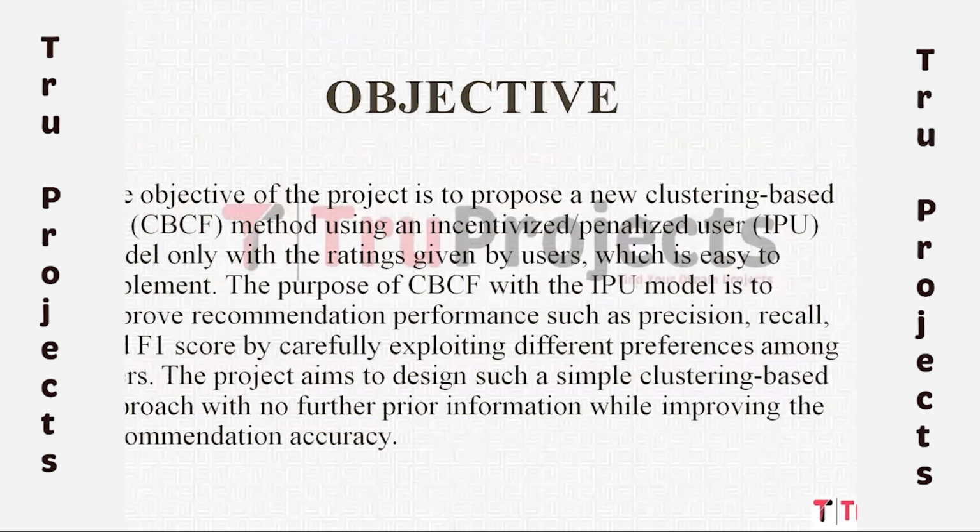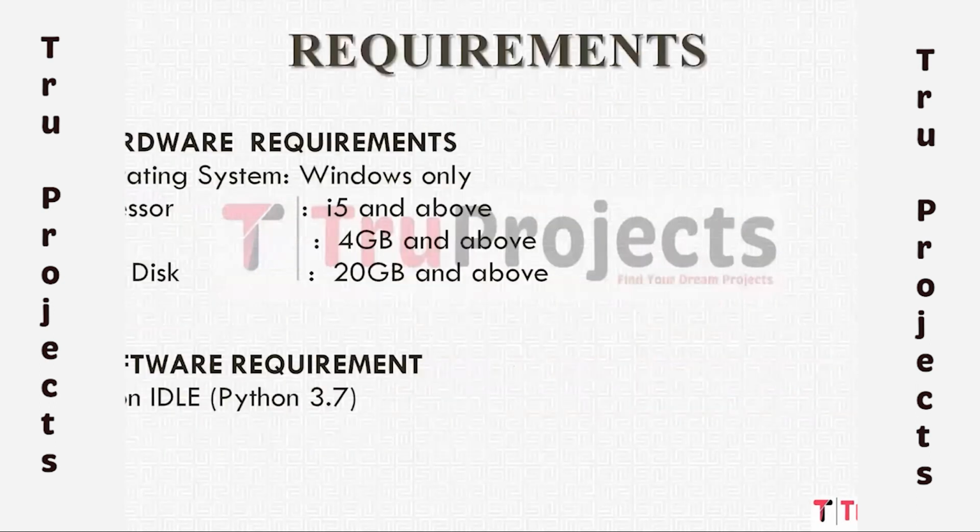Objective. The project's objective is to provide an innovative, quickly implementable clustering-based CBCF method that simply uses user ratings and an incentivized or penalized user (IPU) model. By carefully utilizing the various preferences among users, CBCF with the IPU model aims to improve recommendation performance such as precision, recall, and F1 score. The project's goal is to provide a straightforward clustering-based method that enhances suggestion accuracy without requiring any additional prior knowledge.